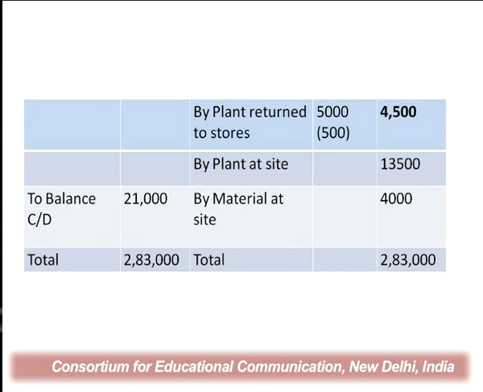Plant at site, again 15,000 minus depreciation, that comes to be 13,500. Material at site 4,000 rupees, right? So what is the balance? You calculate the total of the credit side, that comes to be 2,83,000. So the balance is 21,000 rupees, right? So this is balance c/d 21,000 rupees.